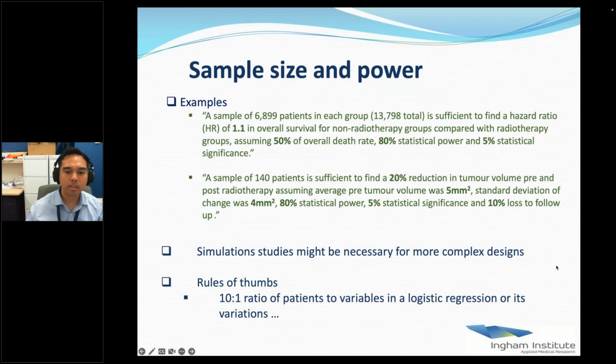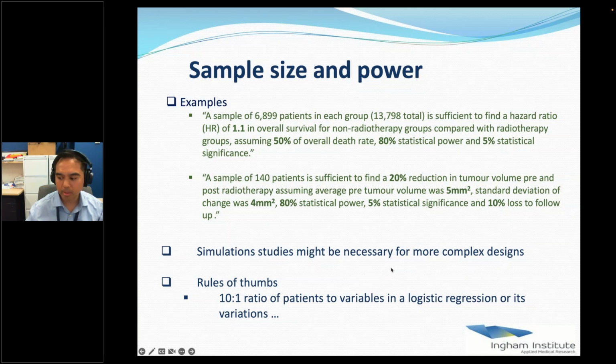In some instances, in a more complex design, such as a 3-level multi-level model with longitudinal follow-up, for example, I don't believe there exists a formula or a calculator where you can nicely plug in some values. What you probably have to do is some sort of simulation study.